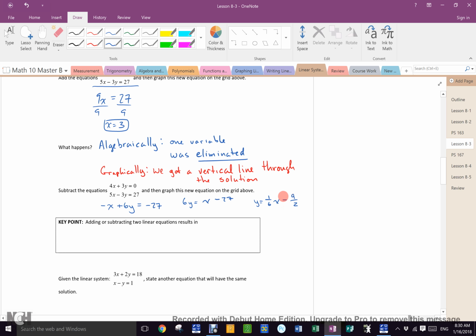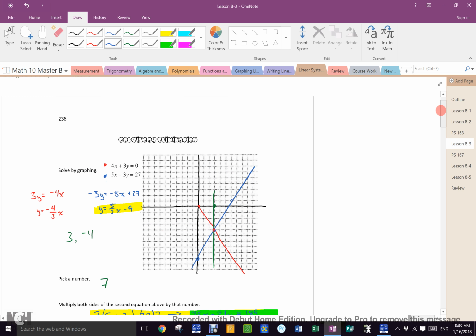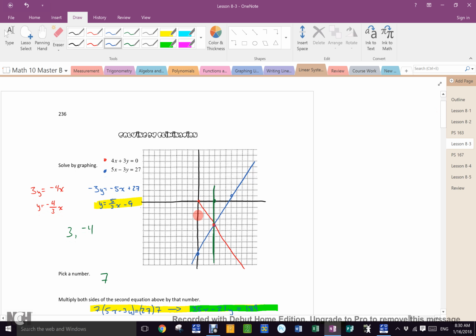And if I were to graph that, I would go to negative 4.5 with a slope of 1/6, right? So let's go up to here. 1, 2, 3, 4.5. And a slope of 1/6. Up 1, 3, 4, 5, 6.